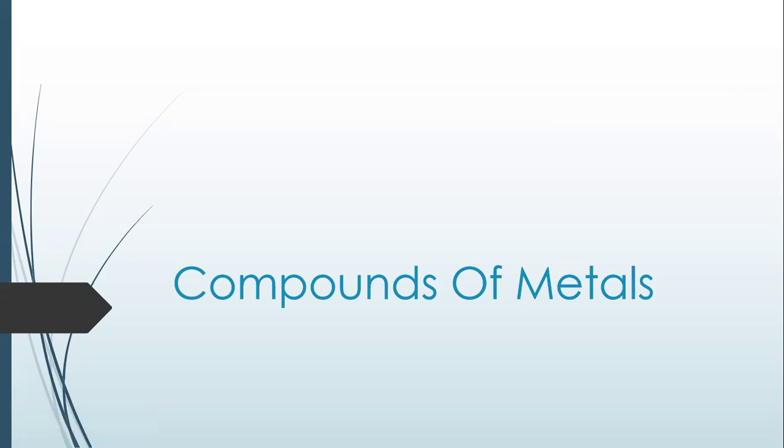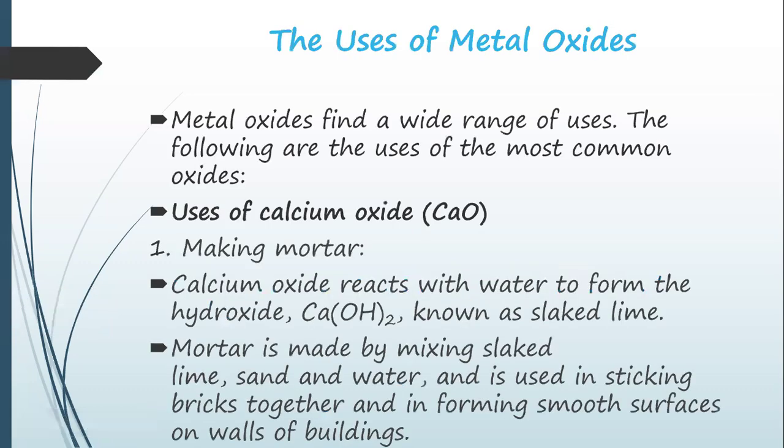The chapter is compounds of metals. In our previous video, we discussed the preparation of the metal oxides. We said that there are two main methods of preparing the metal oxides: the direct method and the indirect method. Today, let's see the various uses of the metal oxides.